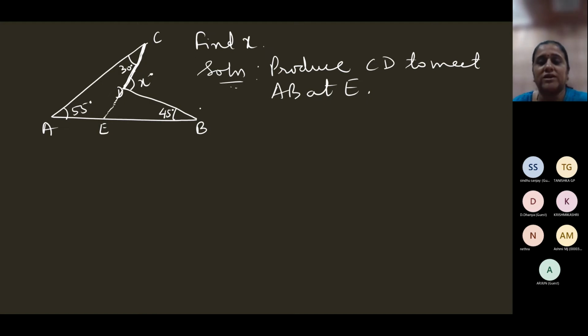Please draw the figure again for the solution and do the construction in that solution figure, not in the question figure. Otherwise you will not know what the original figure in the question was. So produce CD to meet AB at E. Now you can mark this angle with any letter, X is already there, so say I call it A.